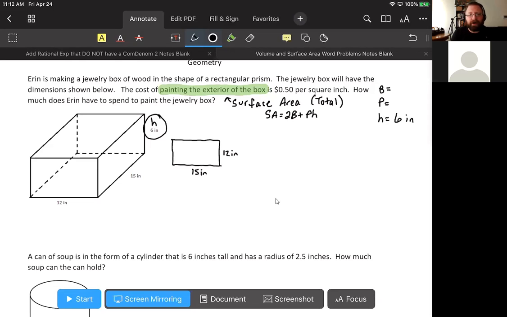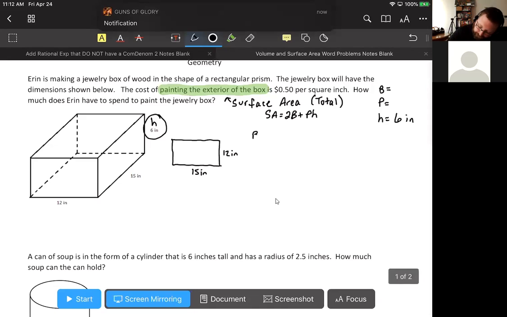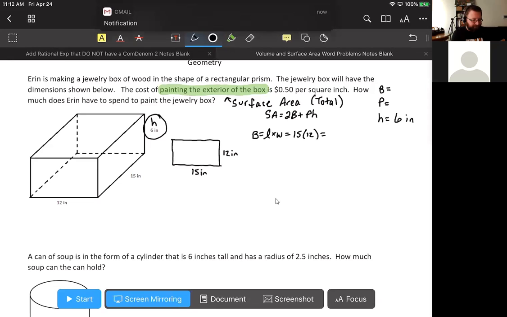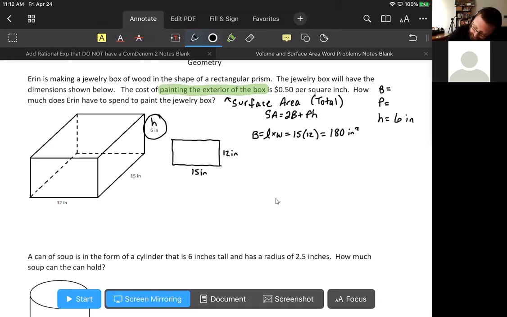So I'm choosing the bottom, which is a 15 by 12 inch rectangle, and that will be the base of our figure. So the area of the base would be length times width, or 15 times 12. So we would multiply those together. 15 times 12 would be 180 square inches for the area of the base.